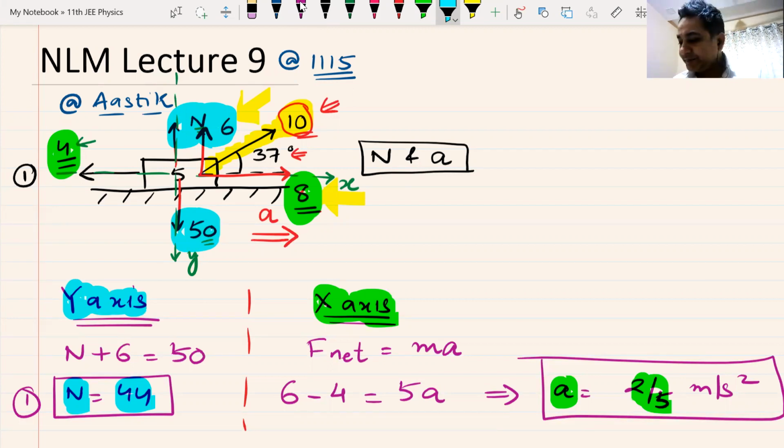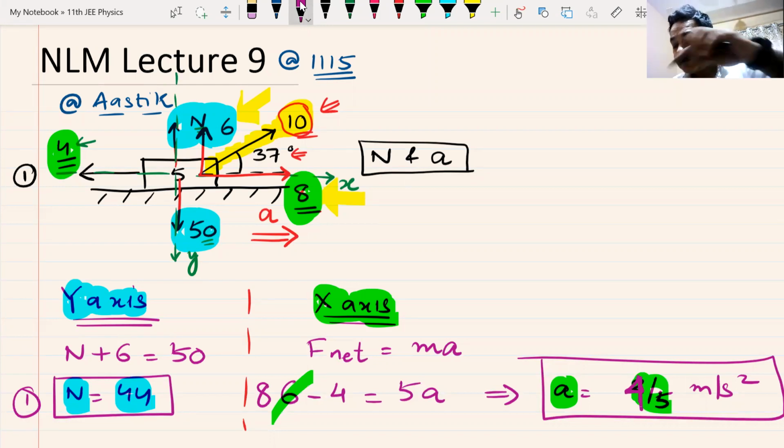Do we understand this? Oh, yes, Santosh, 8 not 6. Why did I take 6? Sorry, genuine mistake. Oh, wrong color. This is not 6 but 8. I did not see your messages. Sorry. So 8 minus 4 is equal to 5a. So instead of 2, you have 4 by 5. I think now the answer is correct. Thanks for correcting me, and thanks for being attentive that you see that I made a mistake. That is how this question has to be done.